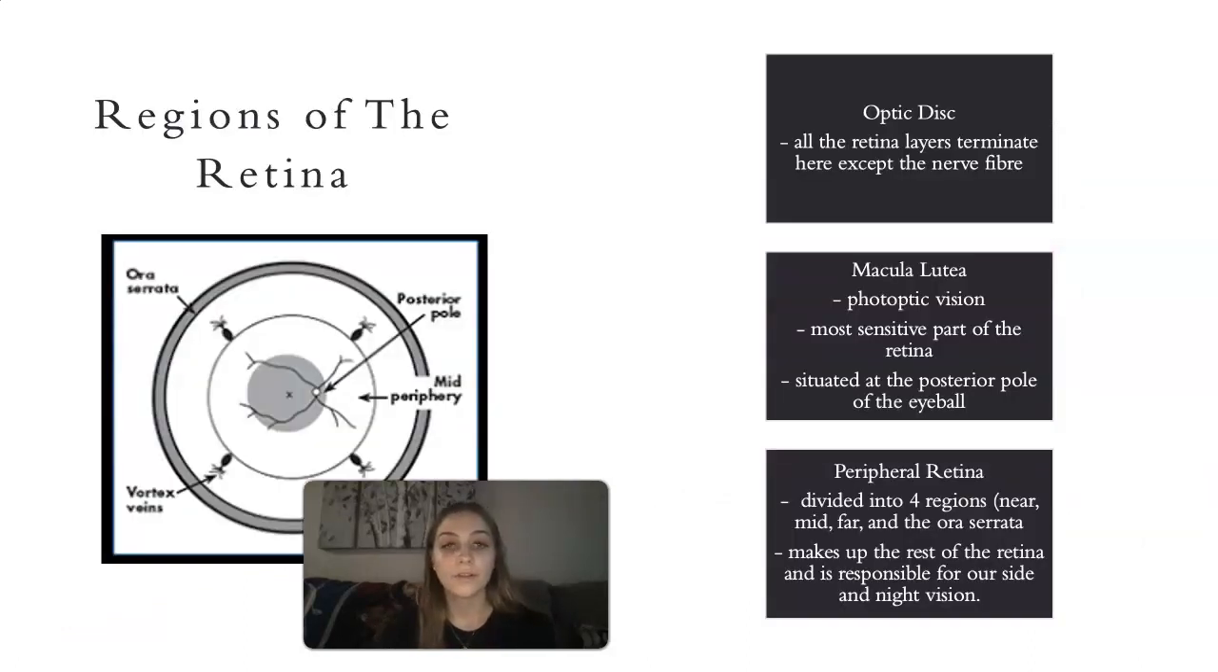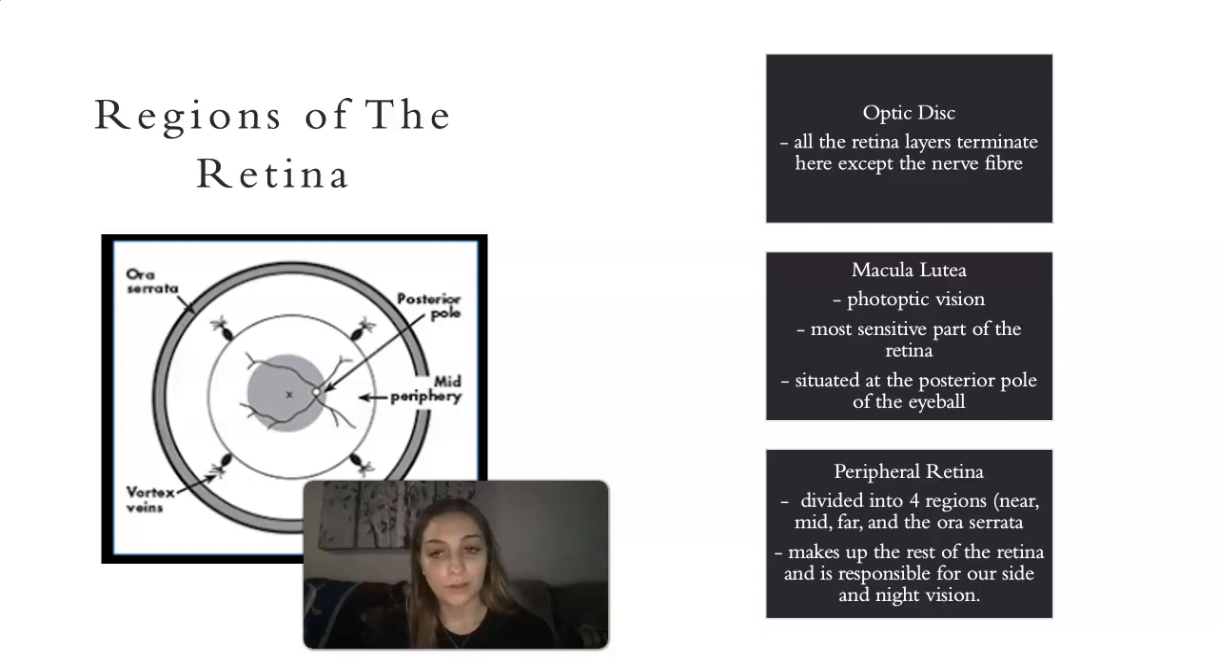Alright, so this slide talks about the regions of the retina. The first region I like to talk about is the optic disc. In the optic disc, all the retina layers terminate here, except the nerve fiber layer. That's the only thing that doesn't terminate in the optic disc, which is essential to the retina.